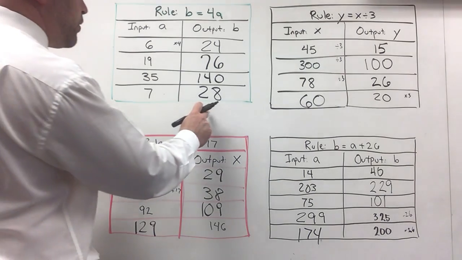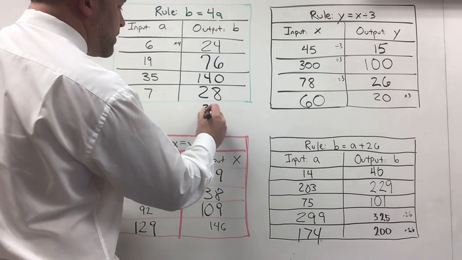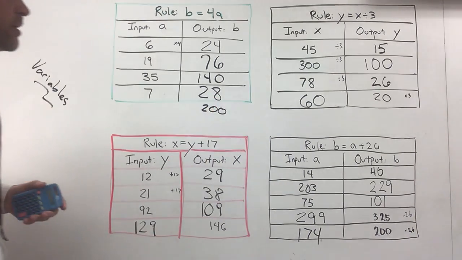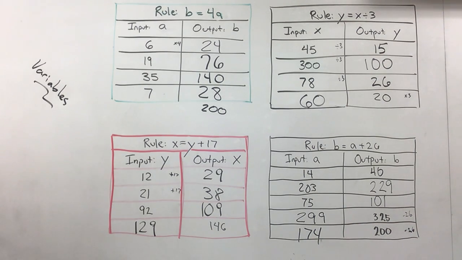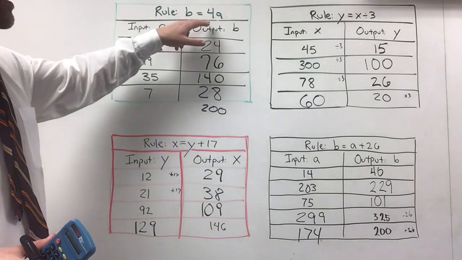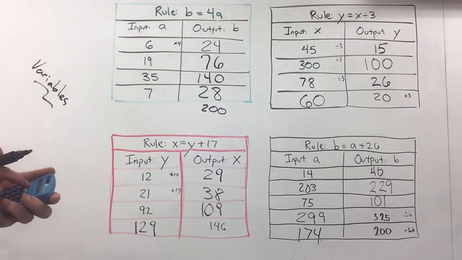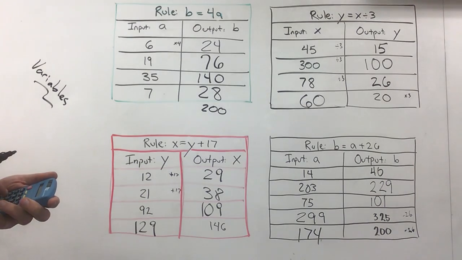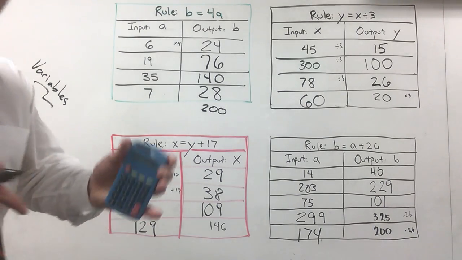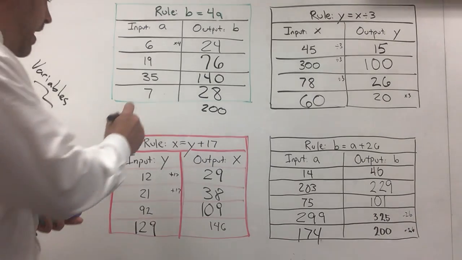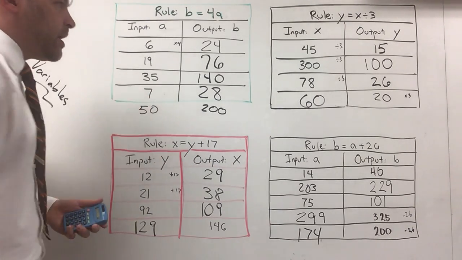Hey, here's a little bonus. What if I give you an output of 200? What would you do? Well, you got to work backwards. Instead of times 4, maybe you should divide by 4. So let's type in 200 divided by 4. Work backwards. Okay? All right.